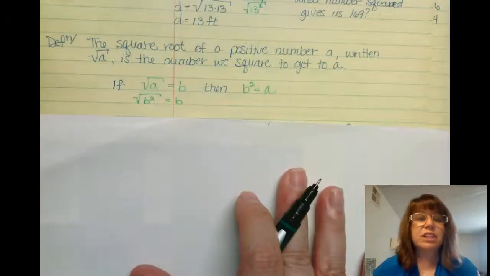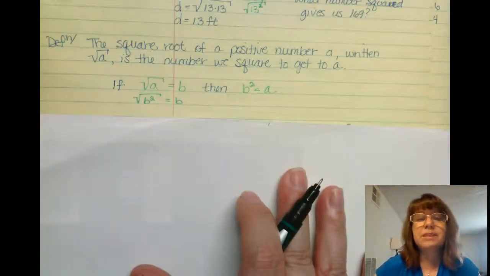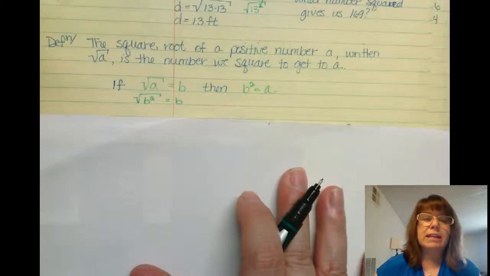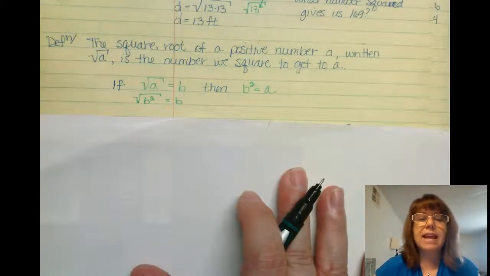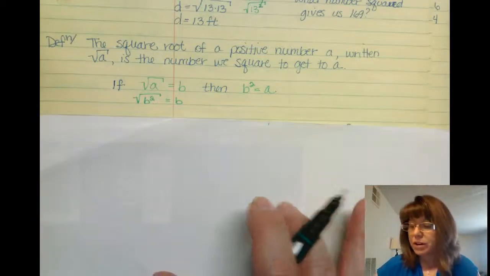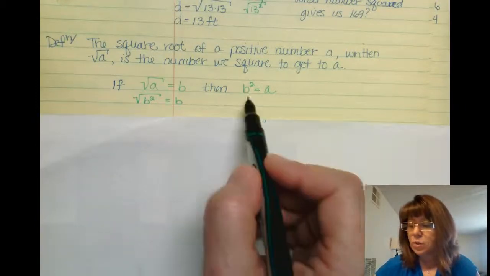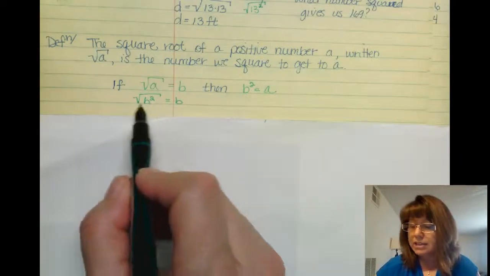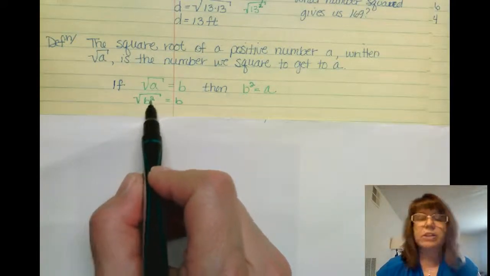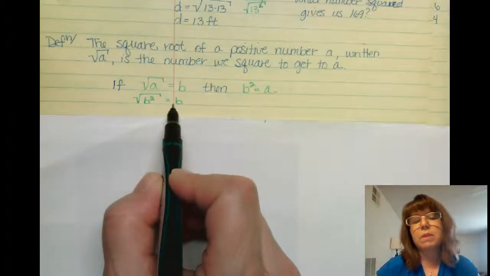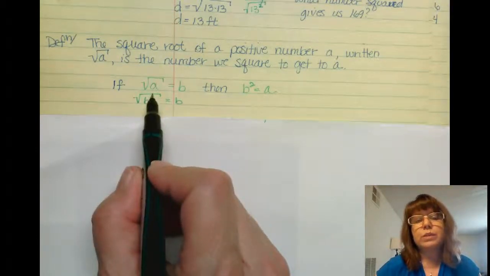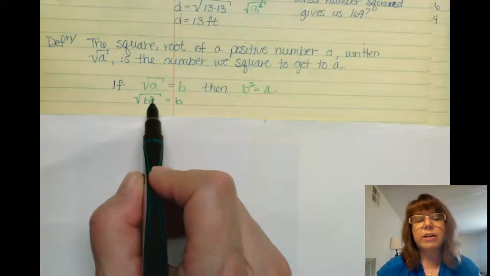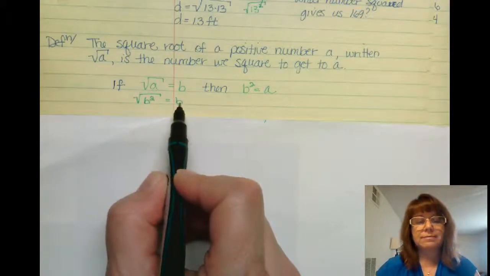So the definition of a square root is: the positive number, written as square root of a, is the number that we square to get a. So if a squared equals b, then the square root of b equals a, and you can rewrite it as the square root of a squared equals a. Again, remember, the square root cancels our squaring and we're only left with the original number.